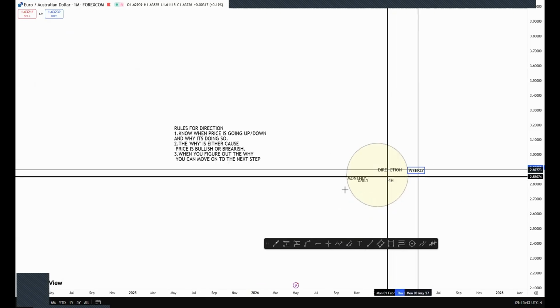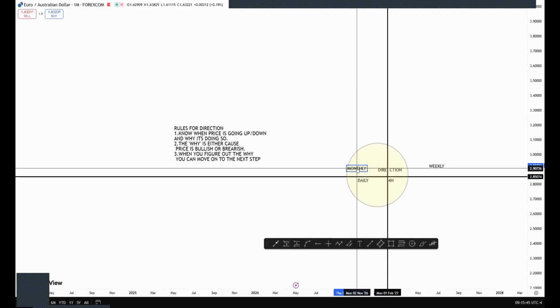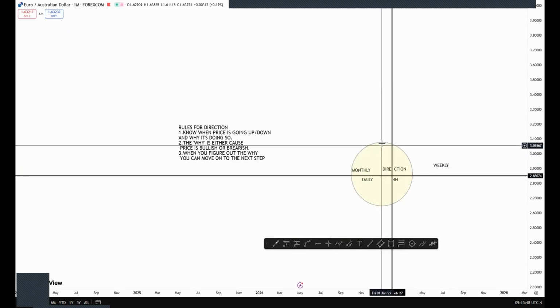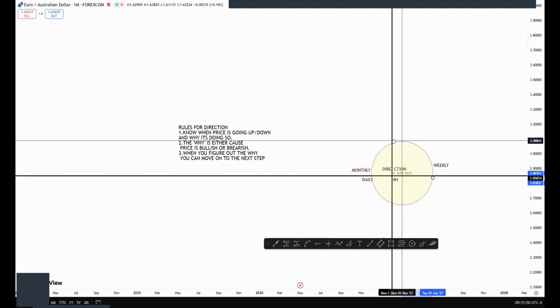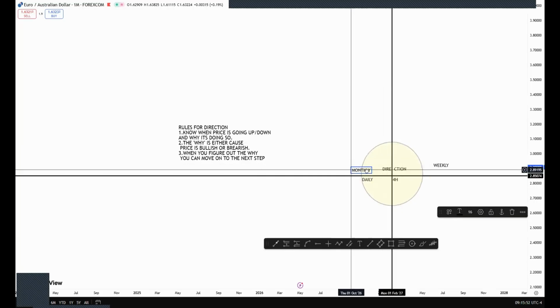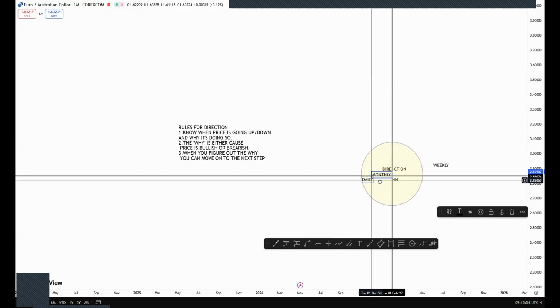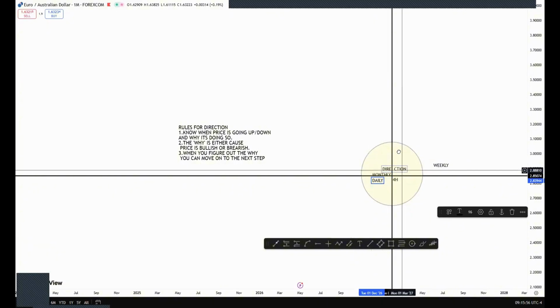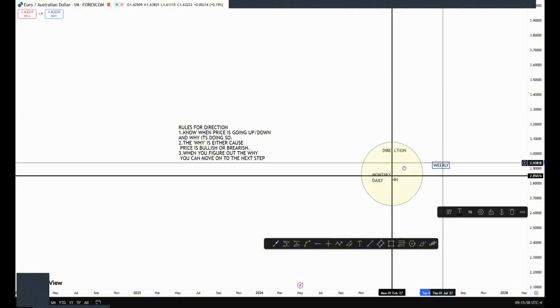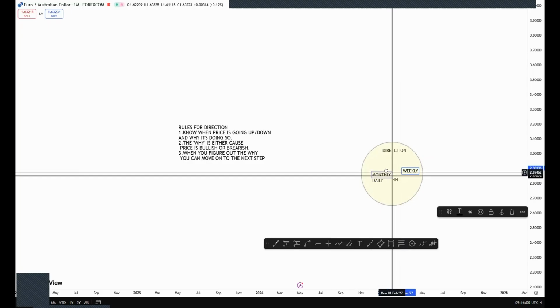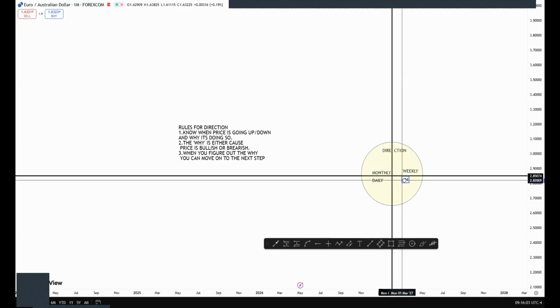So this is weekly, this is monthly. Don't know why this moved. This is monthly, this is daily, this is weekly. That should be something like this.